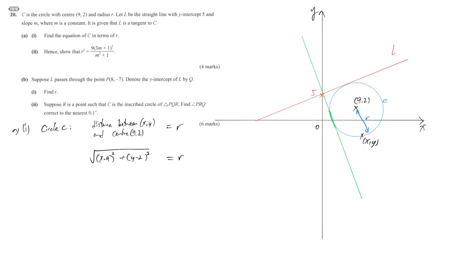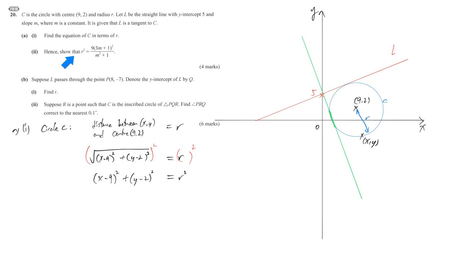I don't want the square root, so basically at both sides take the square. We get (x minus 9) power 2 plus (y minus 2) squared is equal to R squared. Basically, this is one of the acceptable formats for the equation of a circle. You may just stop here and then you get some marks.